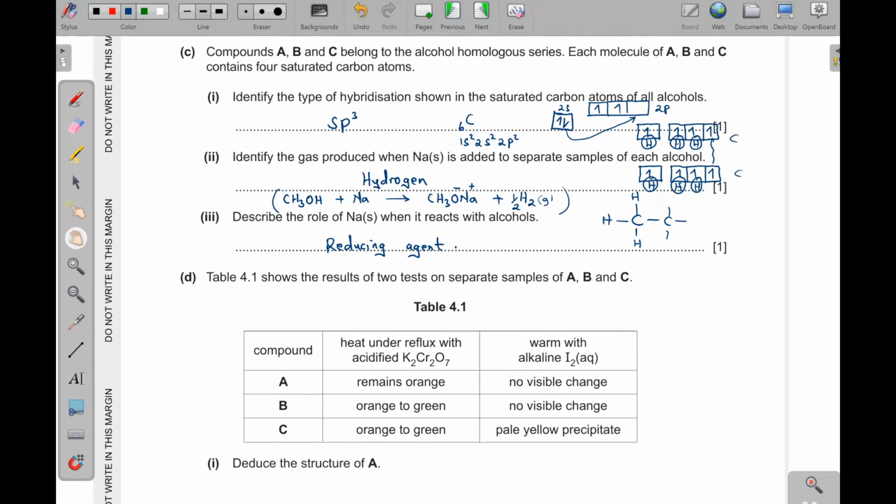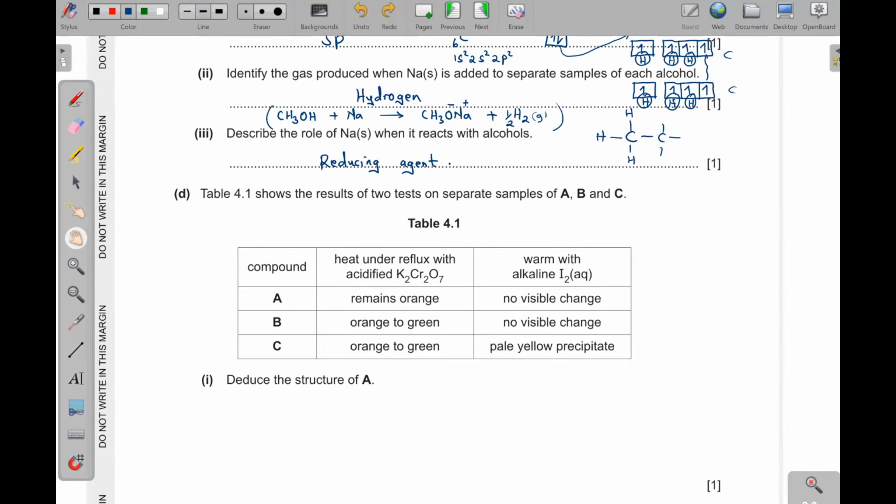Then part D, this table here shows the results of two tests on separate samples A, B, and C. Then we are seeing that for A, heat under reflux using acidified potassium dichromate, it remains orange. Now, if it remains orange, remember all of these ones are alcohols. It must be a tertiary alcohol. Tertiary alcohols do not undergo oxidation. Then we are also seeing warm with alkaline iodine, okay? Warm with alkaline iodine.